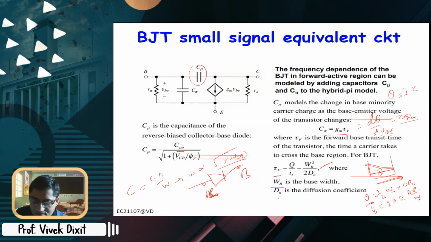Now in this case we will have Dp because we are dealing with a PNP transistor. So Dp will be the diffusion coefficient of minority holes. For NPN we will have Dn, the diffusion coefficient of minority electrons.